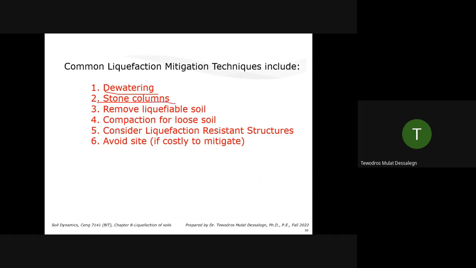Stone columns. Remove the liquefiable soil layer if possible, if this is before construction. Or compaction for loose soil. Before the construction, you can also compact that layer, so you avoid the looseness from the get-go. Consider liquefaction-resistant structures, like deep foundations or a wider mat foundation. Avoid something like an isolated foundation. Or in the worst case, you can even avoid the site, if it is costly to mitigate.